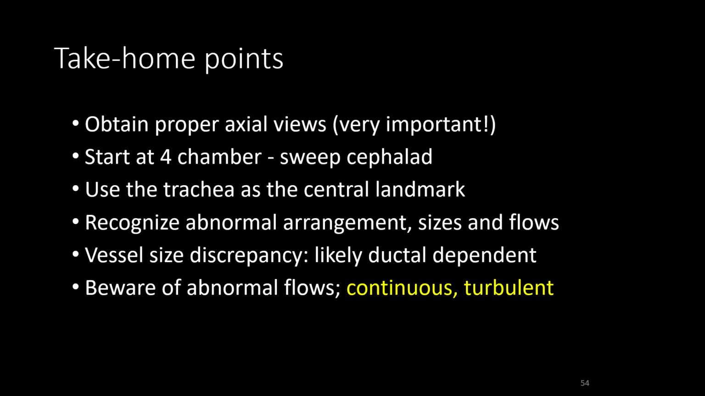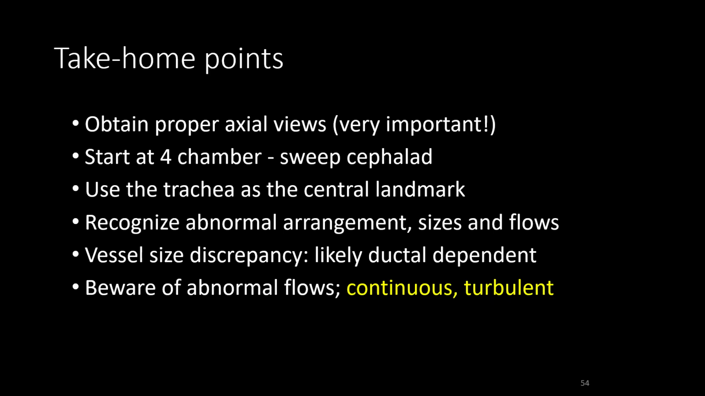So just to highlight the most important parts of evaluating the 3-vessel tracheal view, you want to make sure that you obtain proper axial views. This is critically important. If you don't have one rib on either side and you're not straight axial, you could be misinterpreting the vessel branching patterns, the sidedness of structures, and so that's very important. You want to start at the 4-chamber view and sweep cephalad gradually and watch the course of the vessels and the branching of these arteries.